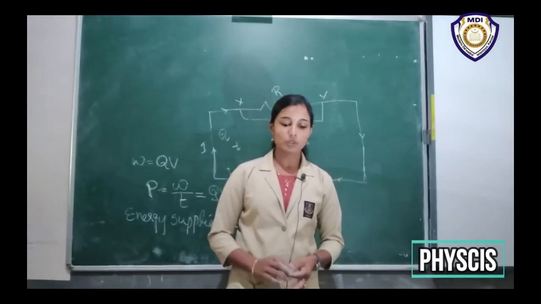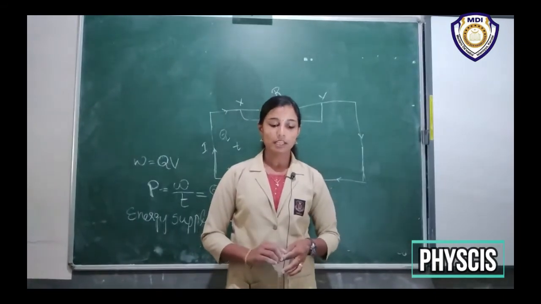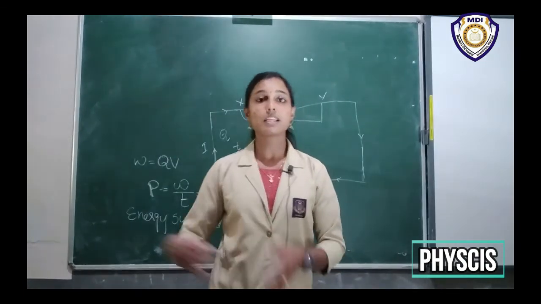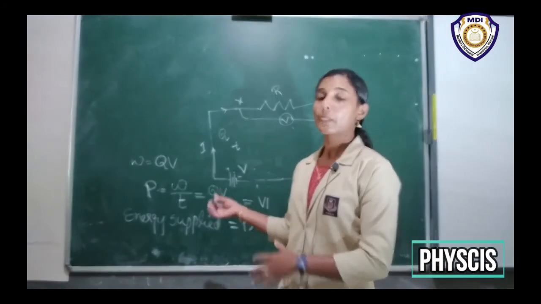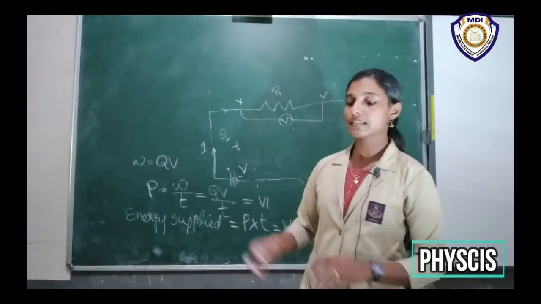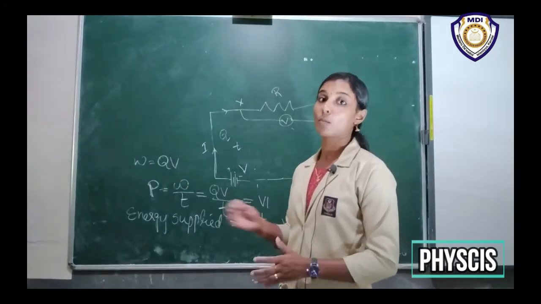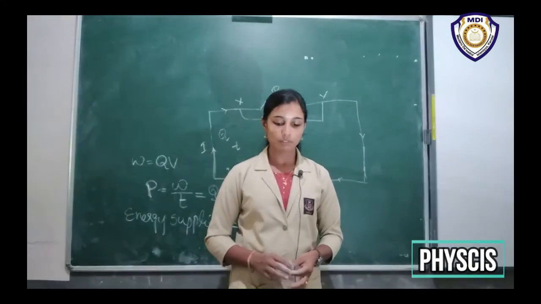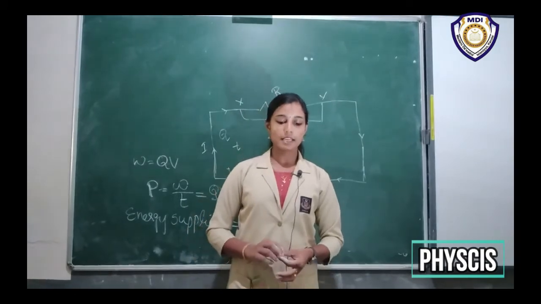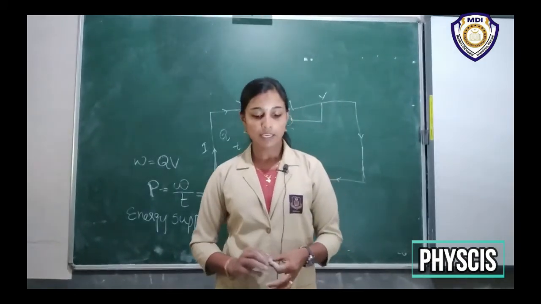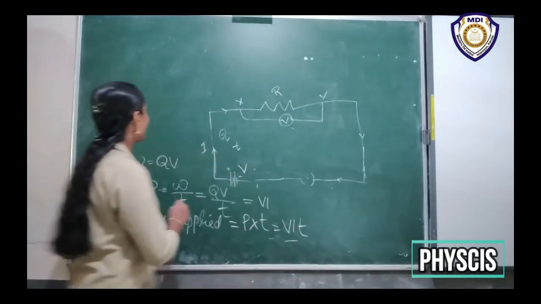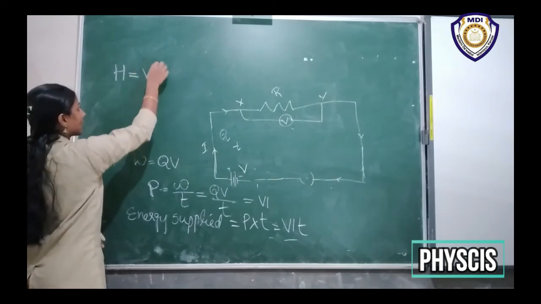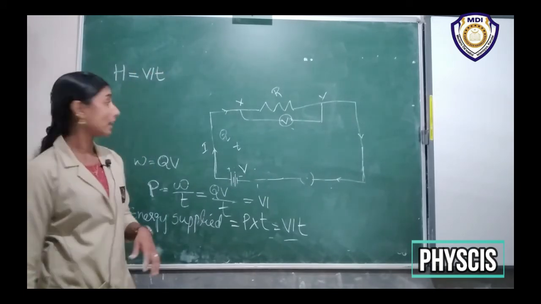So what happens to this energy expended by the source? This energy gets dissipated in the resistor as heat. So this much energy is utilized for the heating effect. Thus for a steady current I, the heat produced H in time T is equal to VIT.